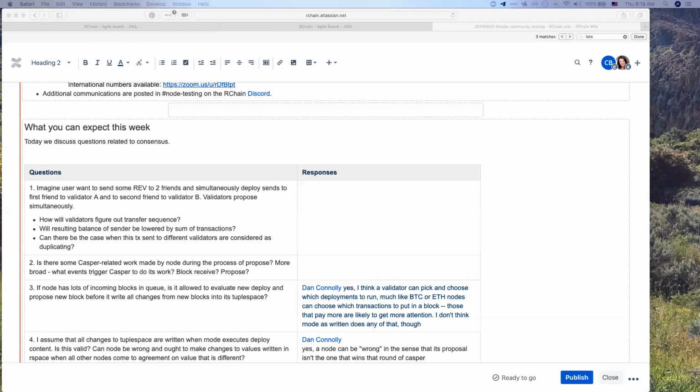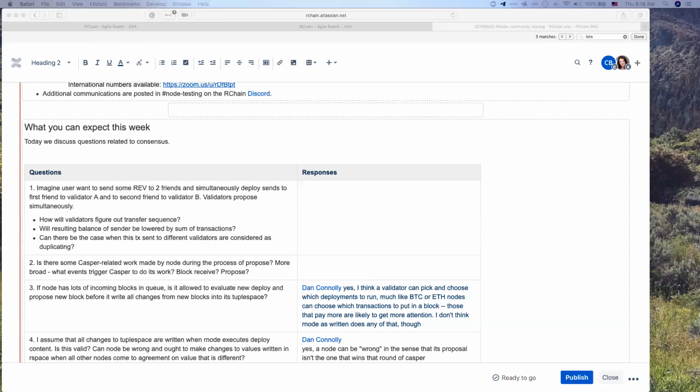I guess a different view is that if you treat Casper as just the estimator, then it is triggered every time you do propose, because it needs to figure out what the parent is, and when the block is received, because it needs to verify the parent. Does that answer the question? Yeah, so basically Casper is triggered on every propose. Short answer, yes.